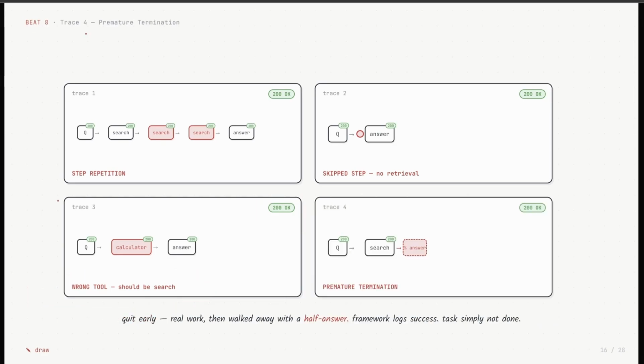The final one is what we call premature termination. As you can see here, you have question, search, everything is nice, but it quit early. So here you're getting half an answer. If you're using ChatGPT or Claude or any of these chatbots, you will actually see this happen very often. So it gets its own name. And as usual, the task is not complete, but we still get our HTTP status code that says 200 OK.